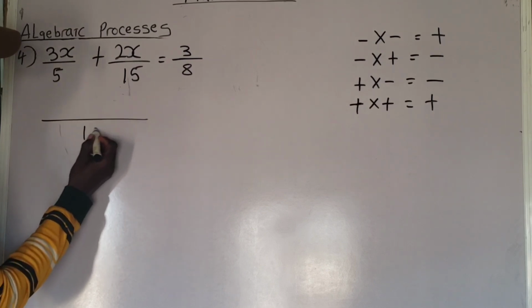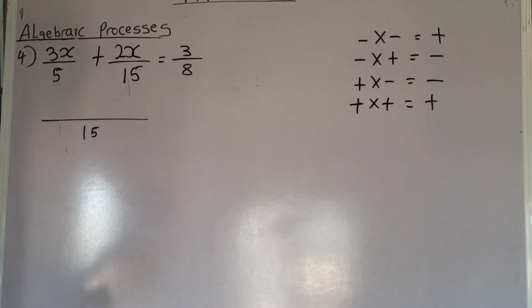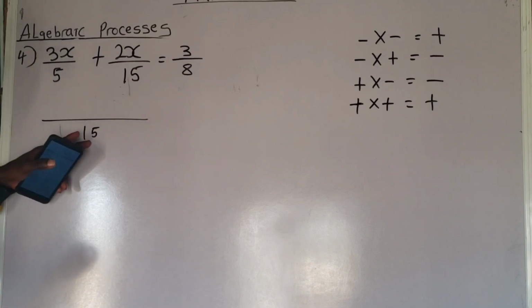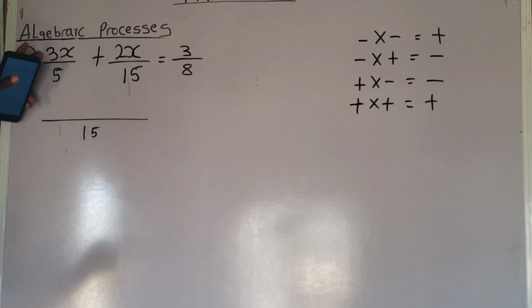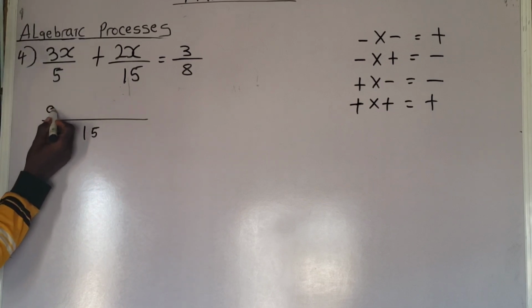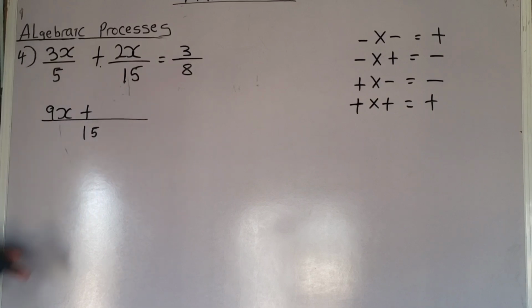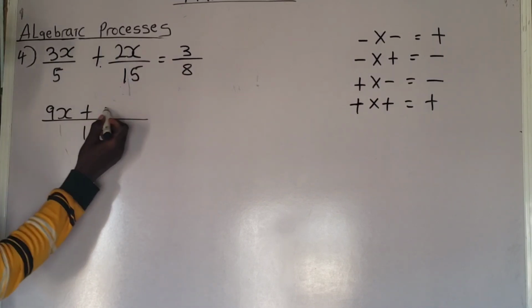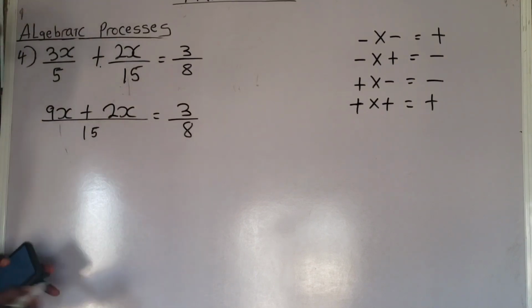Now 15 divided by 5, that is 3. 15, which is the LCM, divided by 5, that is 3. 3 multiplied by 3x, that is 9x. Then 15 divided by 15, that is 1. 1 multiplied by 2x, that is 2x. This is equals to 3 over 8.